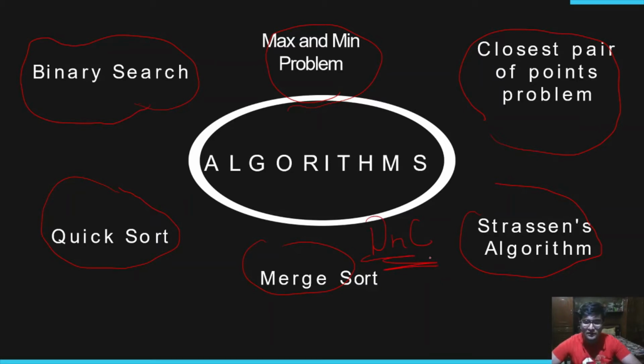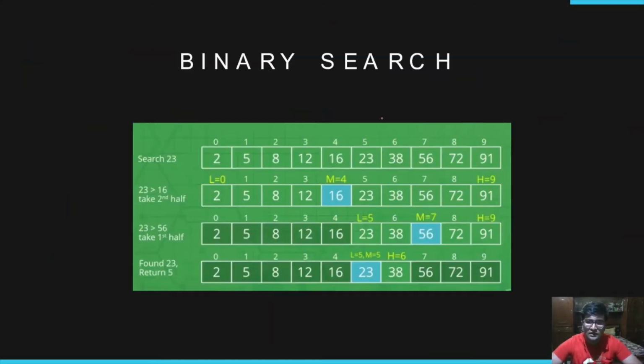So let's move forward and learn about three of them. Let's say we have binary search. What is binary search? First of all, we need to check which element we are supposed to find. We need to find 23 in this array. I can see that 23 is there, but the computer doesn't know. How will the computer find this?